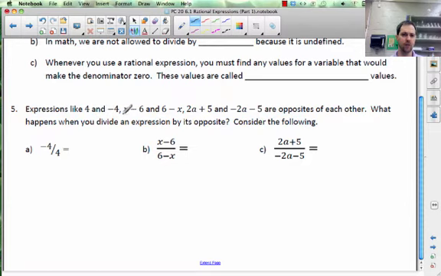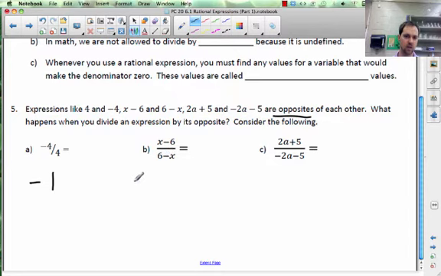Expressions like 4 and negative 4, x minus 6 and 6 minus x, 2a plus 5 and negative 2a minus 5, they're opposites of each other. So what happens when you divide an expression by its opposite? Well, let's find out. 4 divided by 4 is 1, and it has a negative sign out front, so you get negative 1 in this case.